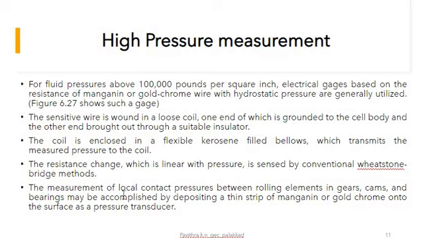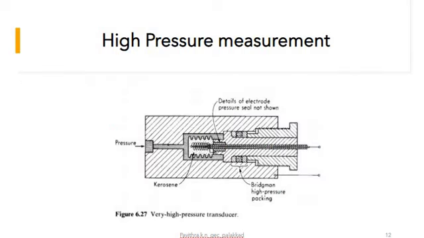The measurement of local contact pressures between rolling elements in gears, cams and bearings may be accomplished by depositing a thin strip of manganese or gold chrome onto the surface as a pressure transducer. So that is about this high pressure measurement technique. This is a device for measuring high pressure whose working I have just explained.